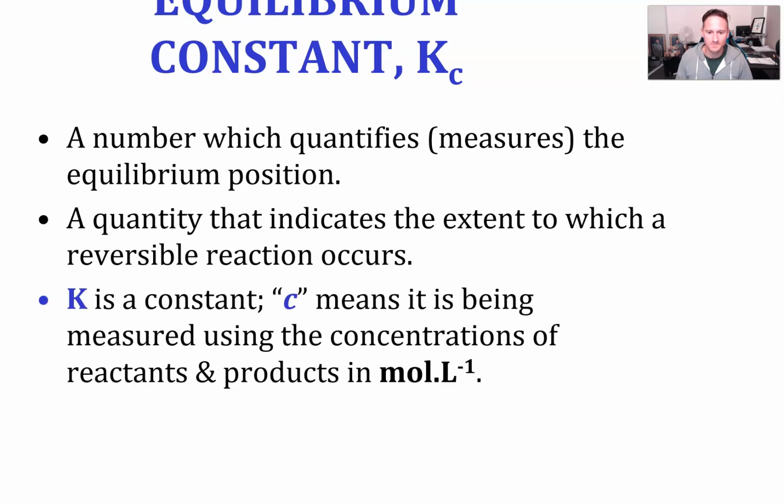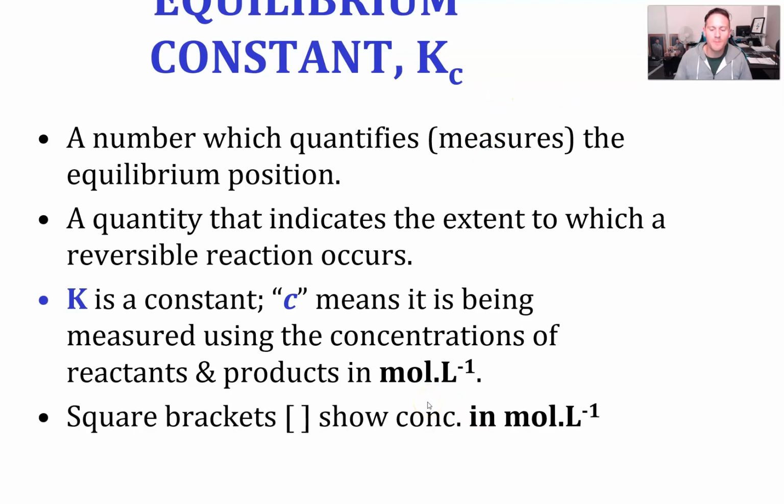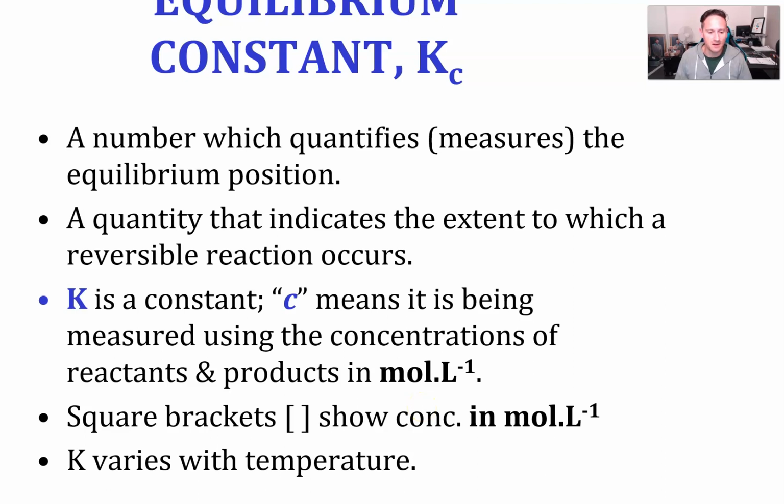K is a constant, and the little c means it's being measured using the concentrations of reactants and products in moles per litre. So Kc has that unit of moles per litre. The square brackets are representative of concentration, and we've used that previously looking at acids and bases, where we were looking at the pH calculation. And the value of K, which is a constant, varies depending on temperature.